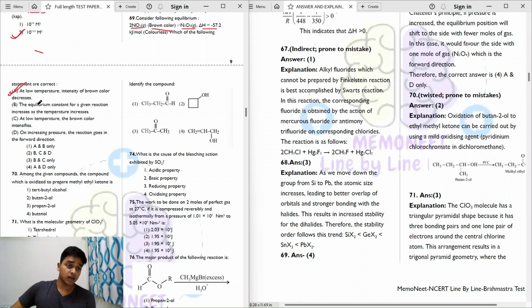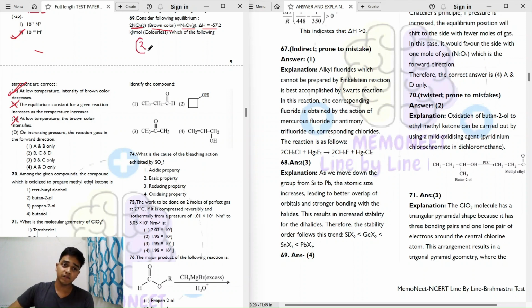Statement B says the equilibrium constant for the reaction increases as the temperature increases, which will be wrong, because when the temperature is increased, the reaction will move backwards, which will decrease the equilibrium constant. So statement B is wrong. Statement C says at low temperature, the brown color intensifies. It's a wrong statement. And statement D says on increasing pressure, the reaction goes in the forward direction. This is also true, because when we increase the pressure, the reaction will move in the direction where we have fewer molecules.